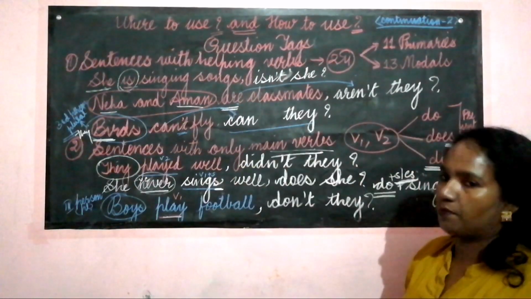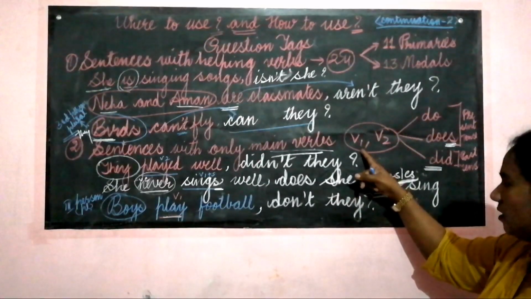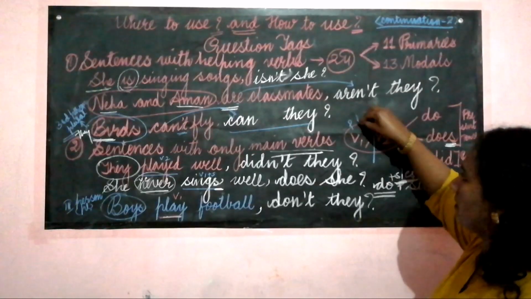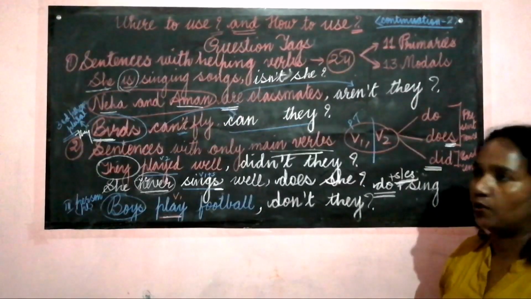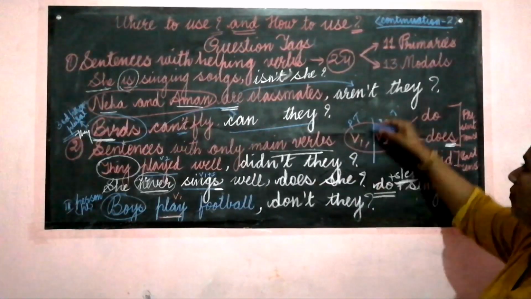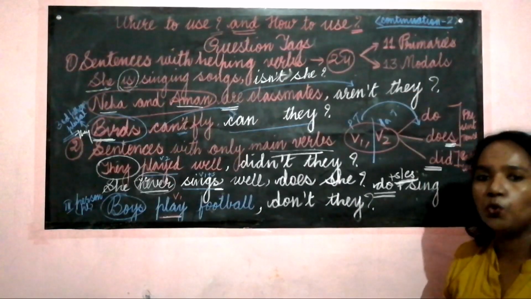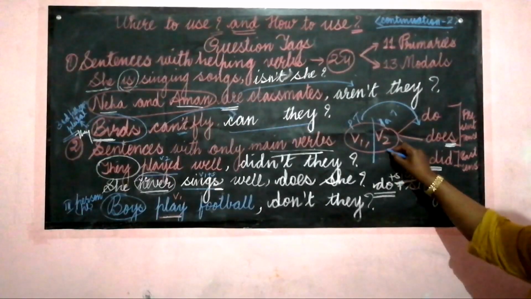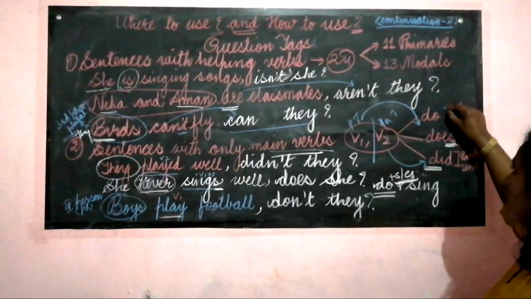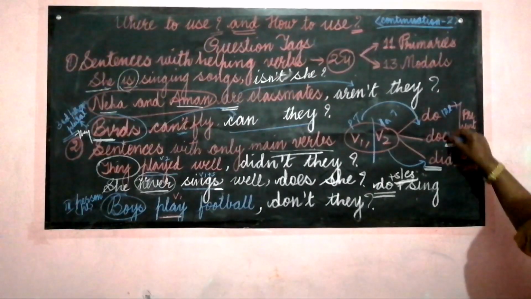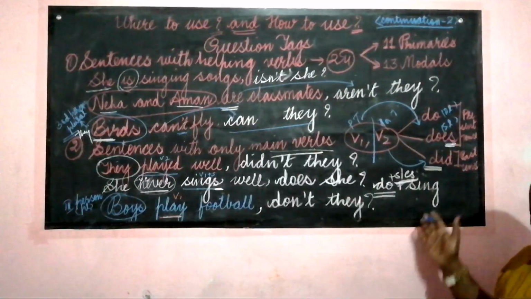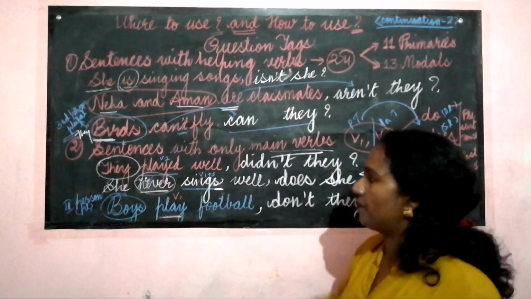Sentences with only main verbs. Main verbs means we have the first form and the second form. The first form is for the present tenses and the second form for the past tense. For the present tense, we have two helping verbs, do and does. For the past tense, we have only one helping verb, did. Do is for plural subjects and does for singular subjects. Now let us look into how to use do, does and did in question tags.